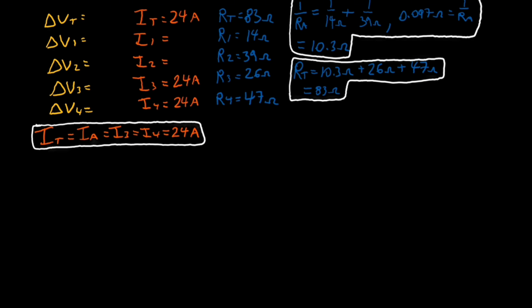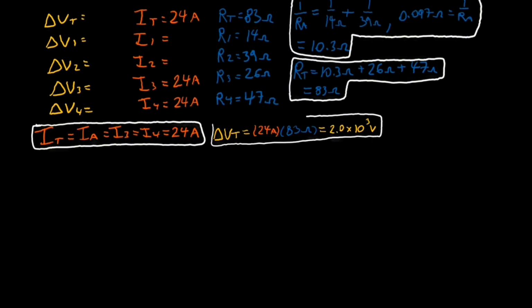Next, I see we have both IT and RT, so we can find the total voltage. So VT equals 24 amps times 83 ohms, and rounding to 2 significant digits, it would actually be 2000 volts. But the correct way to show it would be 2.0 times 10 to the power of 3 volts. But for you guys, I'll write it as 2000 volts.